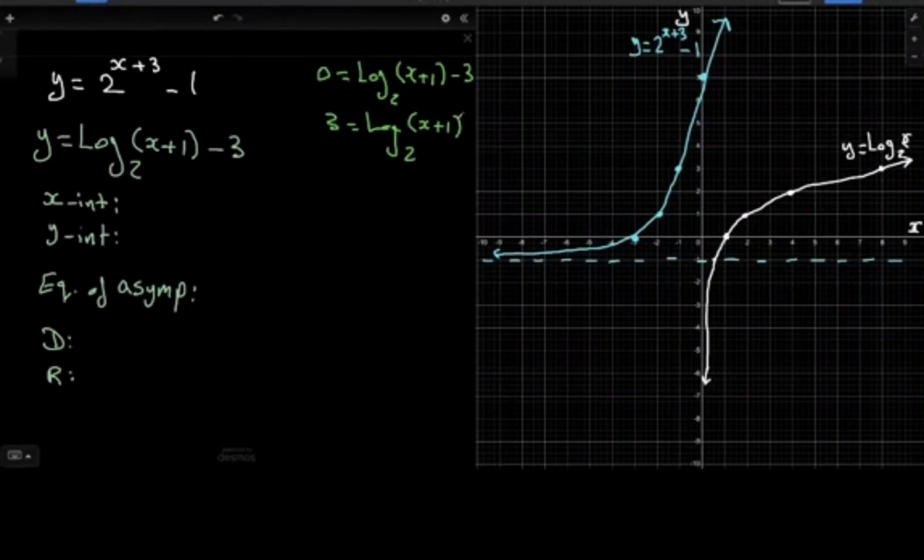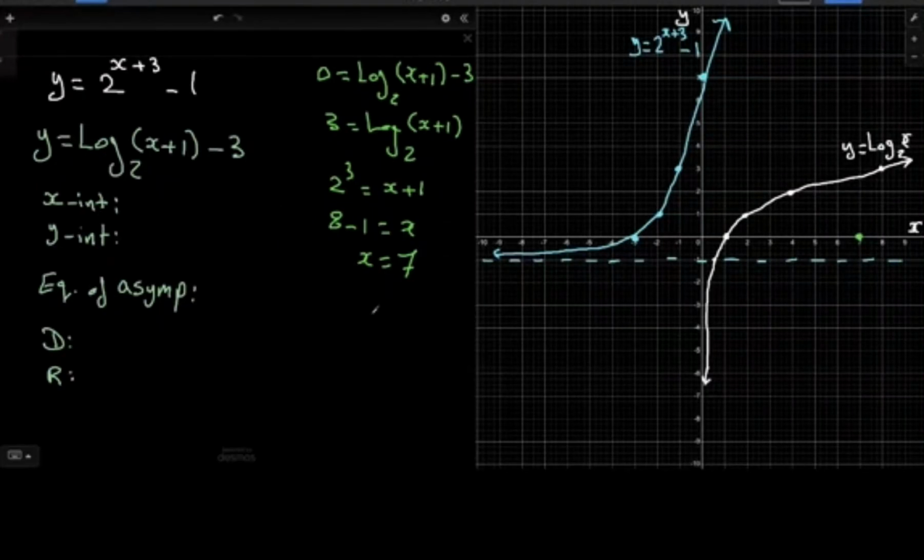And then I want to change this to exponential form, so I go 2 to the power of 3 gives me x plus 1, which is 2 to the power of 3 is 8, and then move the 1 to the other side, becomes minus 1, x equals 7. That's the x-intercept. So I'm going to plug in my x-intercept, which is right here.